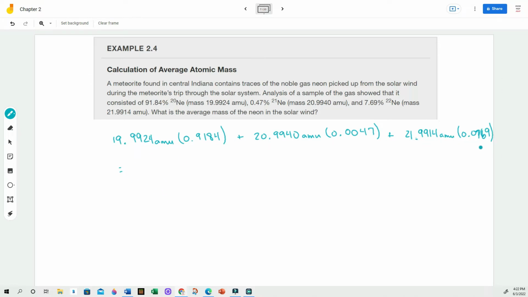Okay, so now I just want to know what this equals. So I'm just going to multiply each of these terms and add it together. And my calculator gives me a lot of decimal places, so I am going to put quite a few of these down. That is AMU. And we need to round to the correct decimal place, which means we are rounding to this 5, and so there's a 0 after it. So this rounds to 20.15 AMU for our average mass of neon in the solar wind.